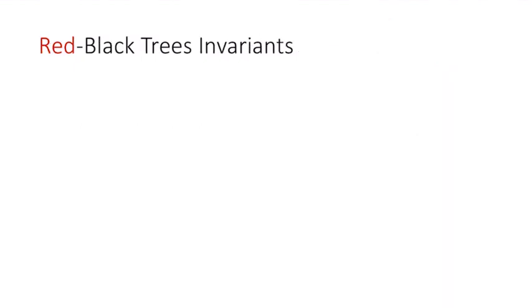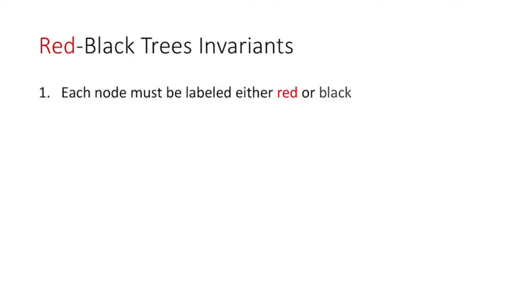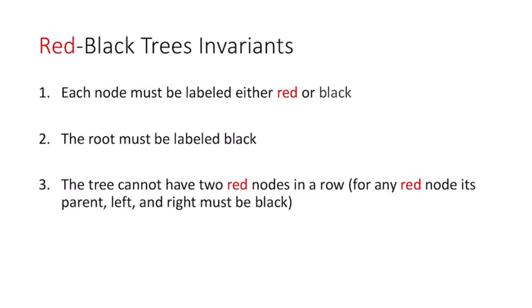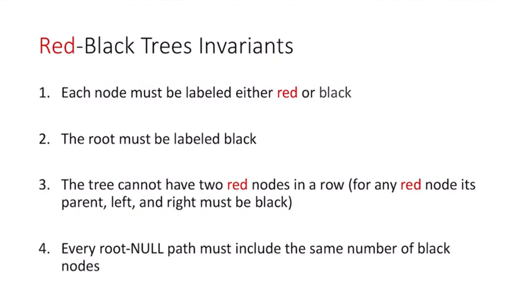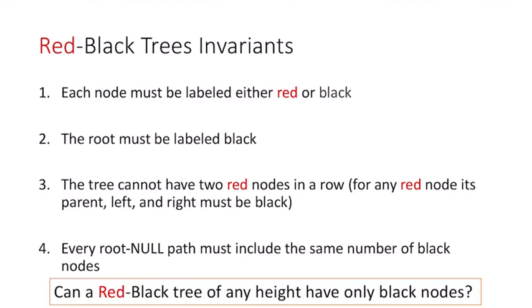Okay, so what is a red-black tree? It's any binary search tree that maintains these four invariants. Every node must be labeled either a red node or a black node. The root must be labeled a black node. The tree cannot have two red nodes in a row. So that means for any red node, its parent and its left and right children must all be black nodes. And every single root to null path must include the same number of black nodes. So let's dig into these properties and see what they mean.